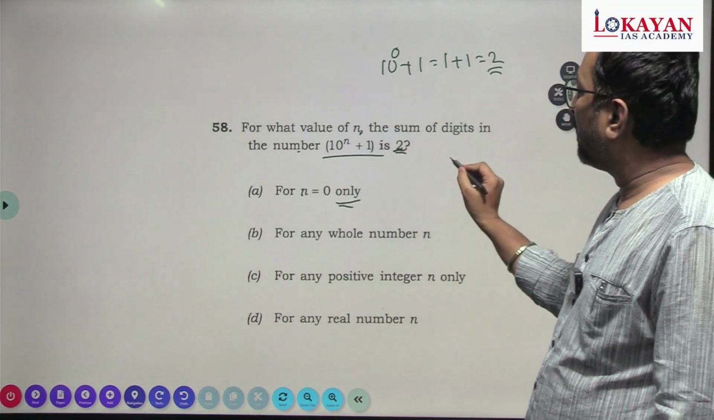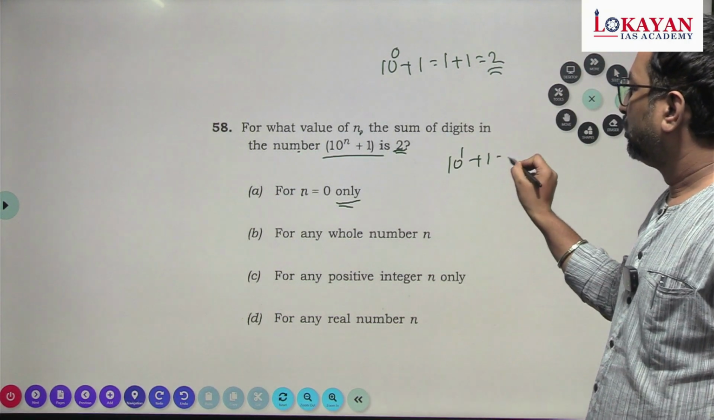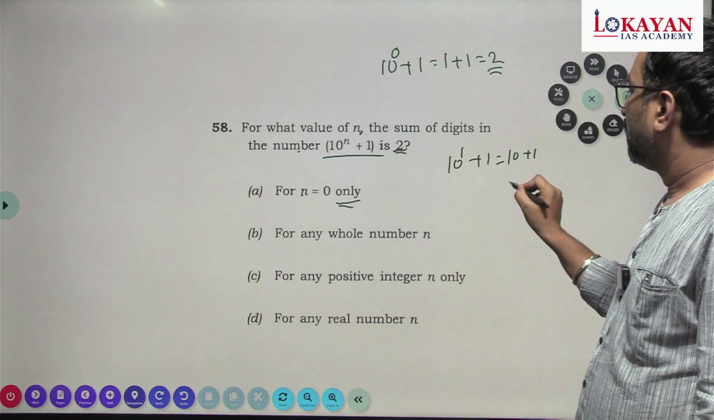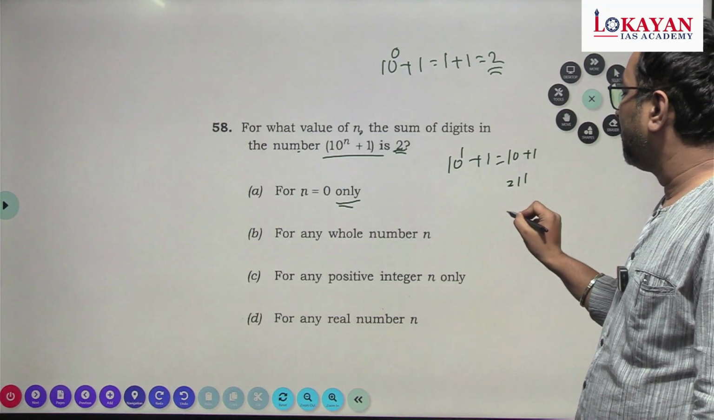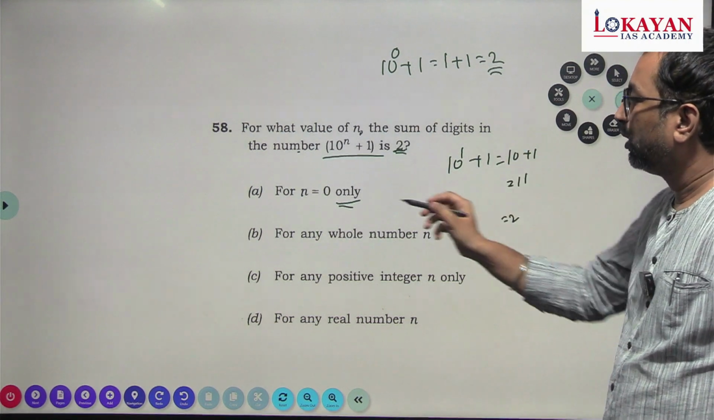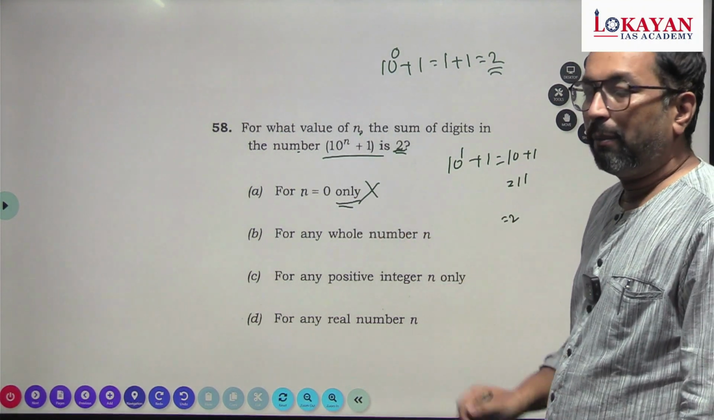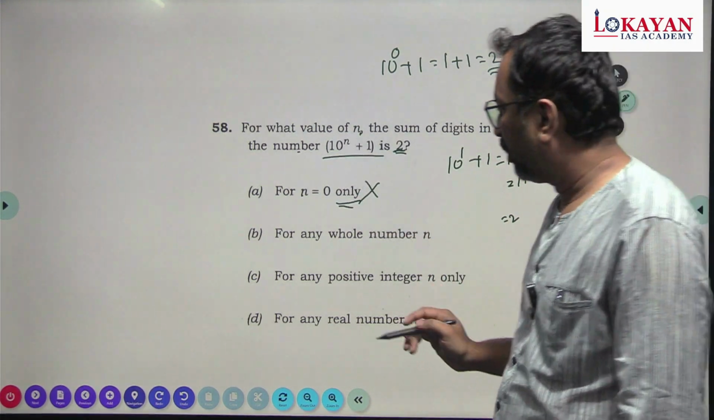If I keep n as 1, 10 to the power 1 plus 1 becomes 10 plus 1. It becomes 11 and the sum of digits becomes 2. 1 plus 1 is 2. So it is true for 1 also. So this statement is partially right, but not entirely right.